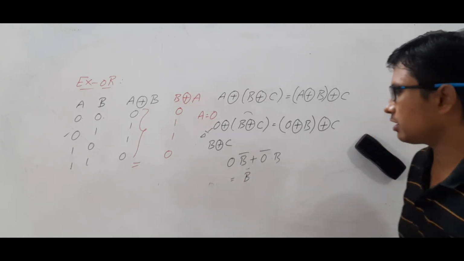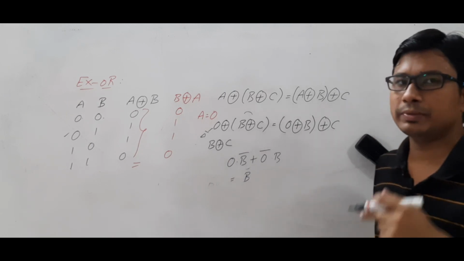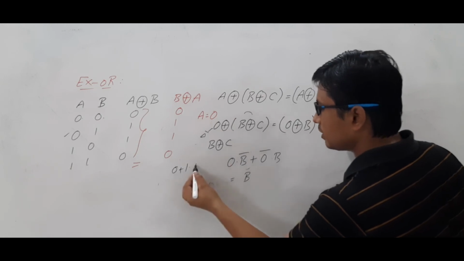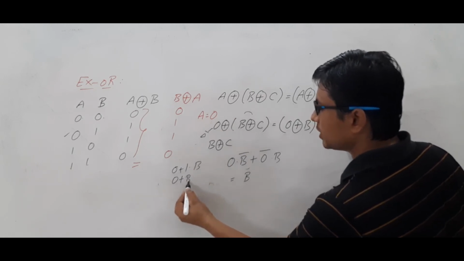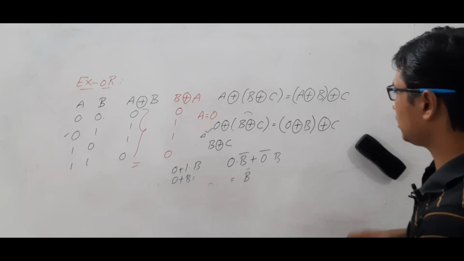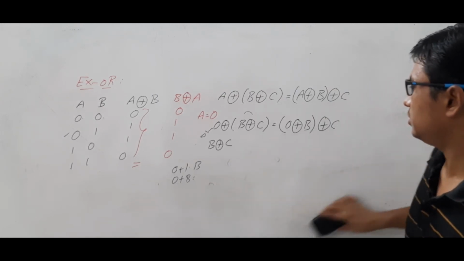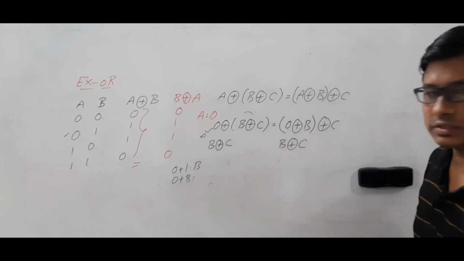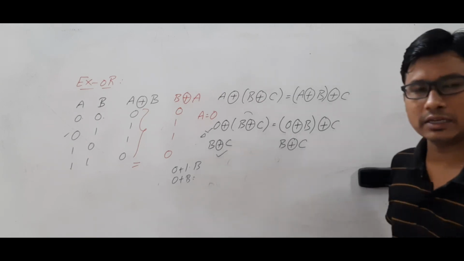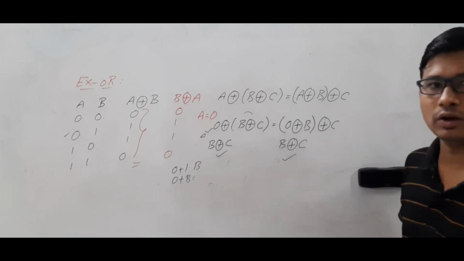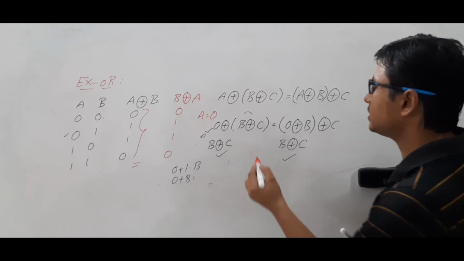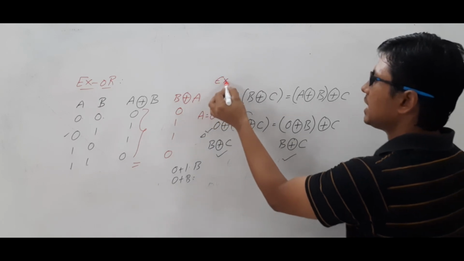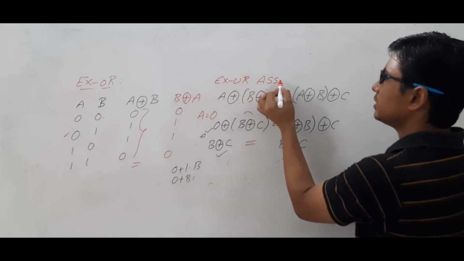Will you accept with me or not? Because 0 and B's complement is equal to 0. 0's complement will be 1. 1 and B is equal to B, and 0 OR B is equal to B. So I got this side also B, and I have the exclusive OR C. So LHS I got B exclusive OR C, and right hand side also I got B exclusive OR C. So I can say that LHS is equal to RHS. So exclusive OR is satisfying the associative property.